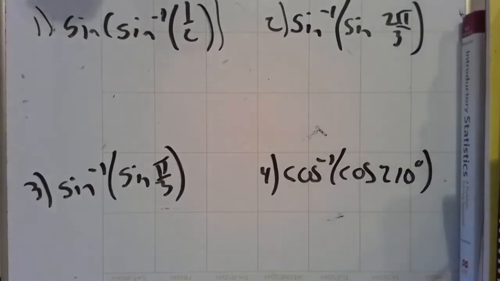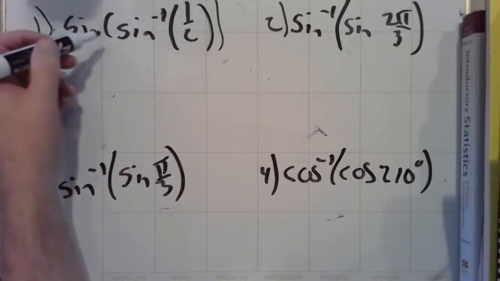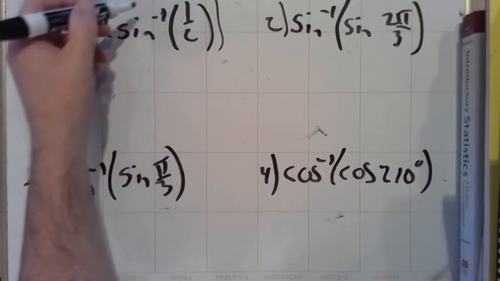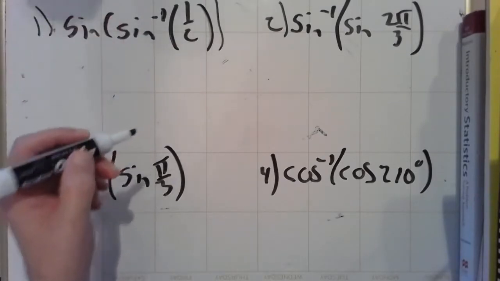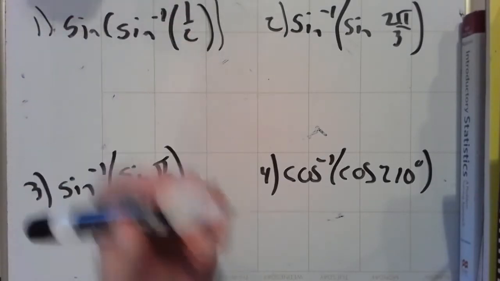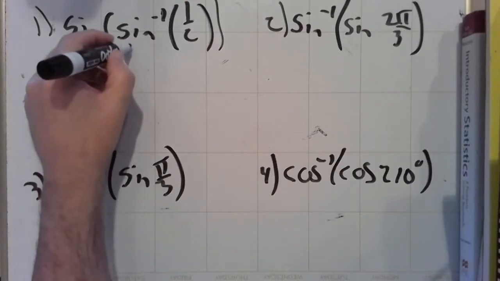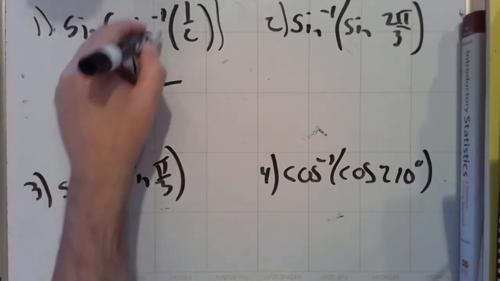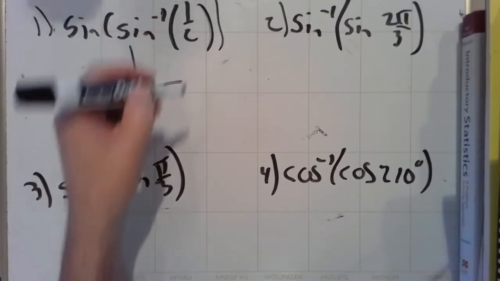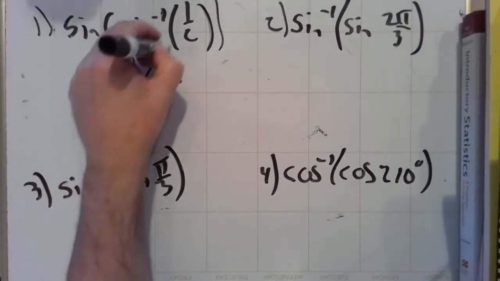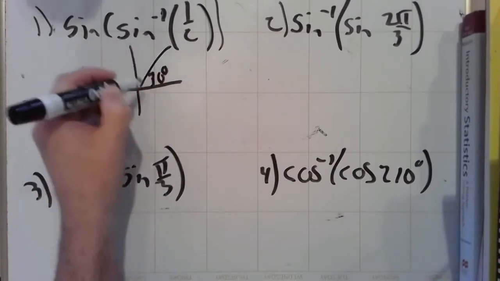Okay, let's do these problems involving inverse trig functions. So, number one here, arc sine or inverse sine of 1/2. Remember, inverse sine will always spit out an angle in quadrant 1 or 4. So I want to know in quadrant 1 or 4, where does sine equal positive 1/2? That's right here at 30 degrees.